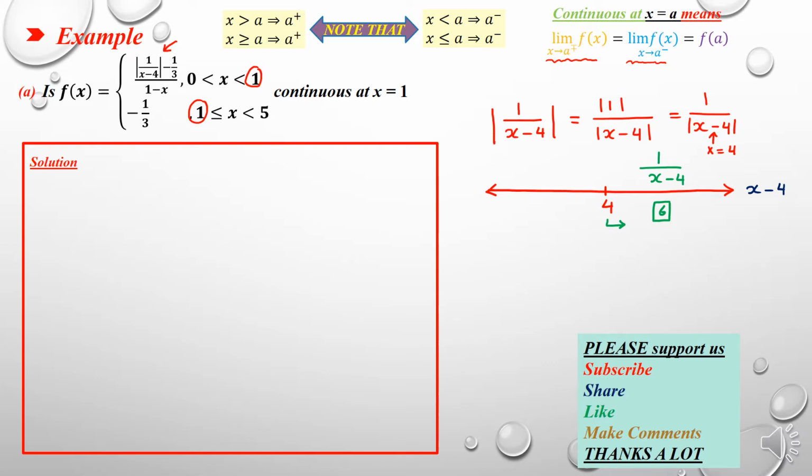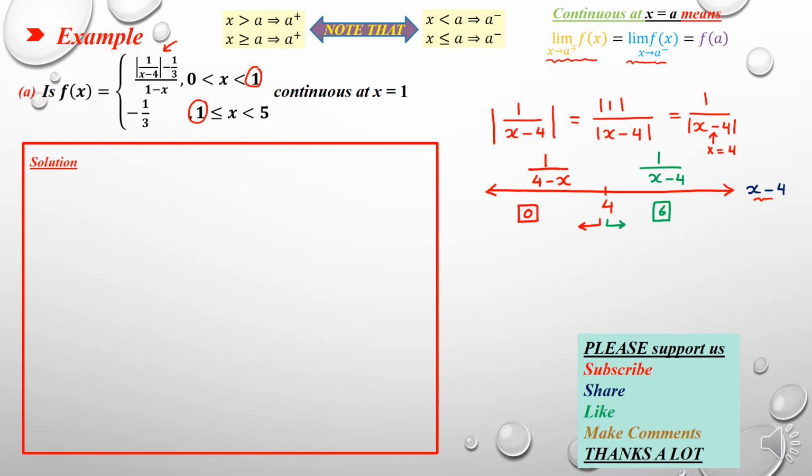Now for the other interval, when x is less than 4, again you have to take x less than 4, let's say 0, and you have to substitute 0 in the function x minus 4. You will get 0 minus 4, which is negative 4. So the function x minus 4 is negative in this interval, so you have to reverse the sign of the function, and you will get 1 over 4 minus x.